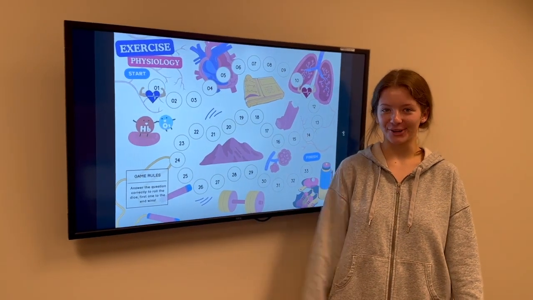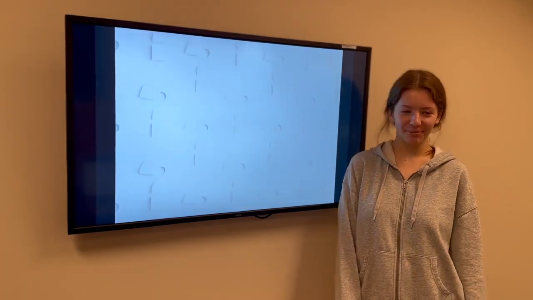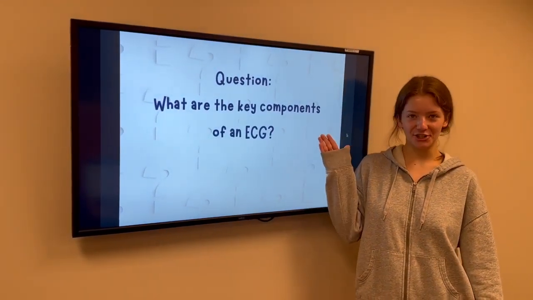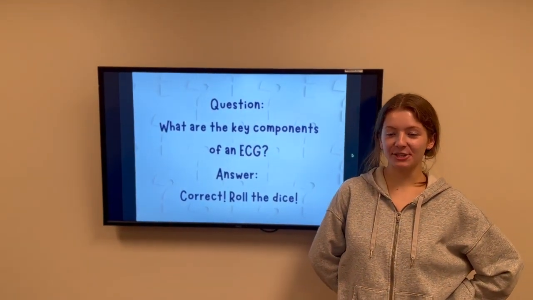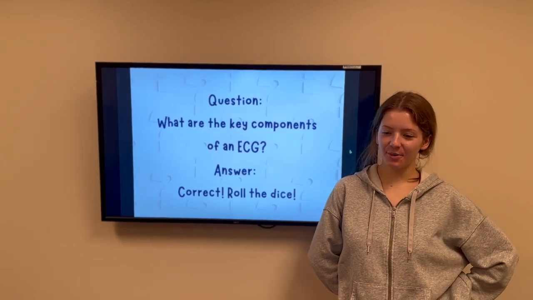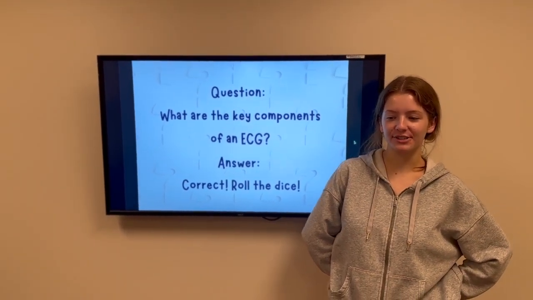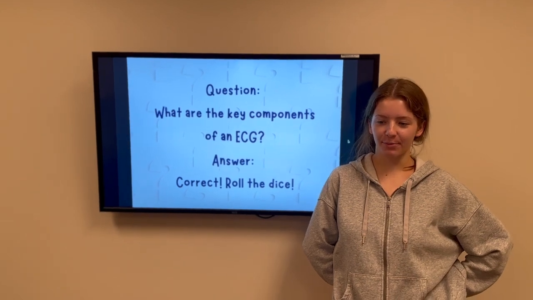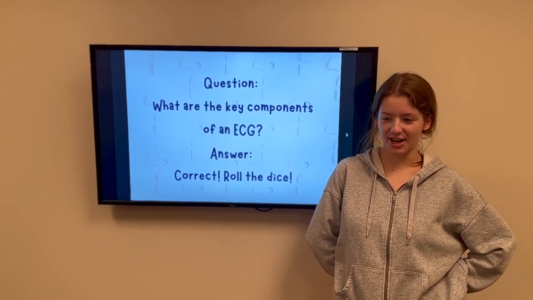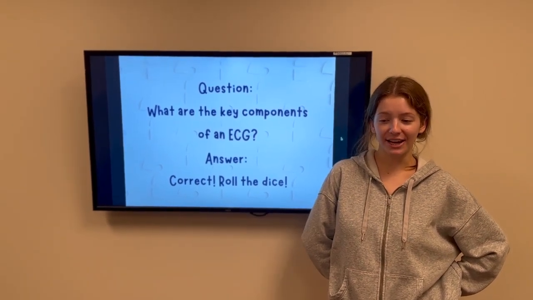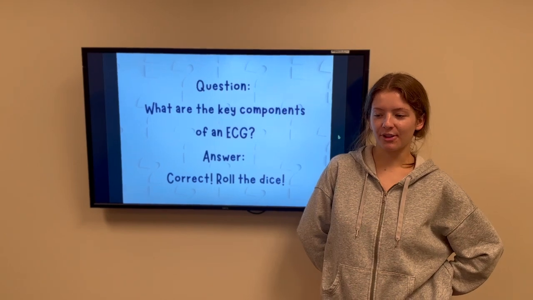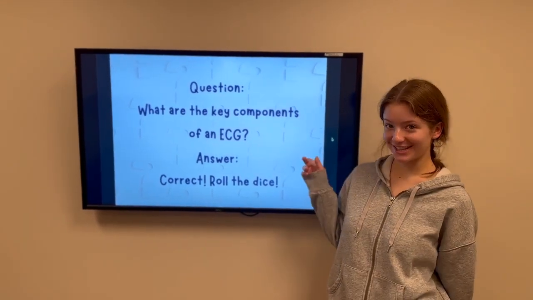Question 4 for Brooklynn. What are the key components of an ECG? I know this one. It's the P waves, QRS complex, and the T waves. Beautiful, yes. The P wave represents atrial depolarization, the QRS complex represents ventricular depolarization, and the T wave represents ventricular repolarization. Fibrillation happens when there's contraction in an uncoordinated manner, which could be visible on an ECG. Let's roll the dice.